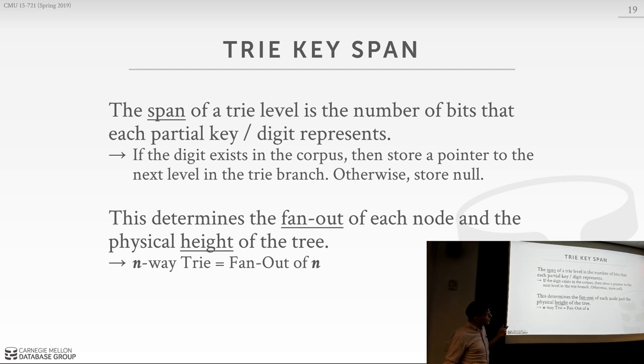So the span will end up determining what's called the fan out, and this will determine the maximum number of branches you can have at a particular node in the trie. This in turn determines the height of the tree. If your span is 1 bit, then for a 32-bit integer you have to store at least 32 levels. But if you're doing 1 byte, which is 8 bits, then you only have to store 4 levels. You'll also see in the literature they'll refer to things as an n-way trie, like a 256-way trie, and that's based on the fan-out. A 256-way trie means that at a particular node there are at most 256 branches to children.